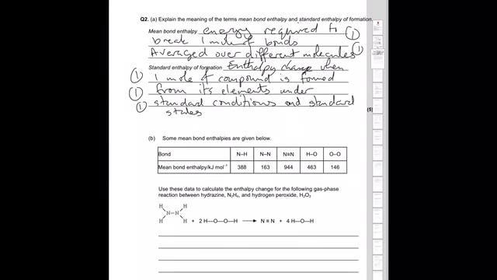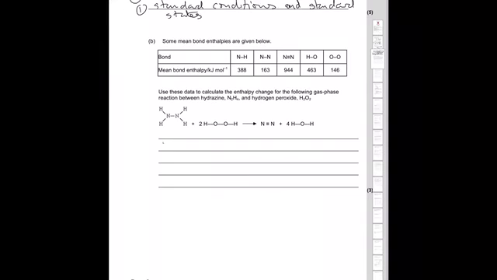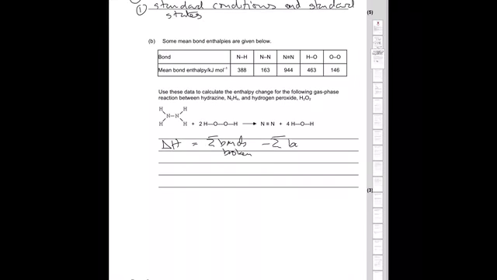Okay, next question is looking at bond enthalpies. So delta H equals the sum of the bonds broken, minus the sum of the bonds formed. So they'll expect you to lay it out, work out what they got.